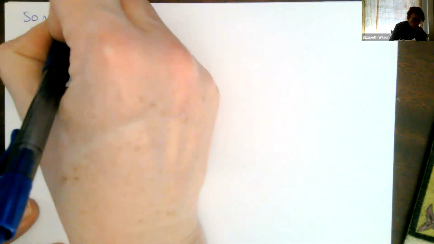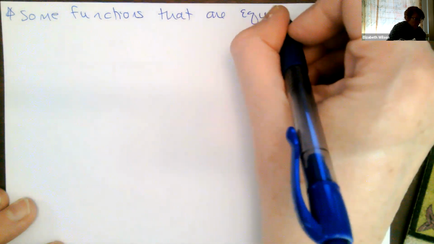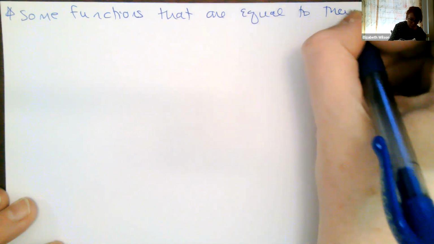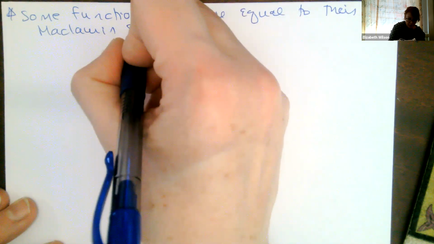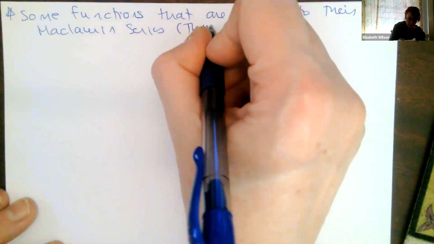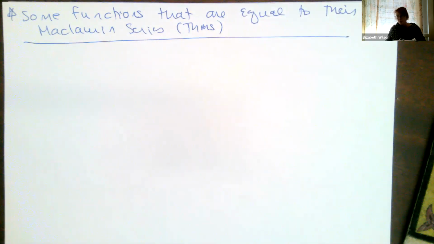All right, so let's talk. I'm going to write down some of the functions, I'll put a star here, some functions that are equal to their Maclaurin series. And these are theorems. I think we actually put a whole list on one of our lecture example pages. I forget, we did it on like the back page. It wasn't exactly like an example, but it was a list that was important. But we'll just put it here again.